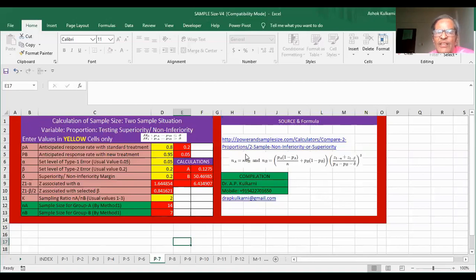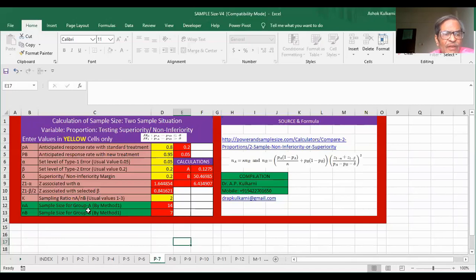The source and the formulas are given here, and the source is this internet source. The formula by which PA and PB are fed is given over here, and accordingly the sample size is calculated. Sample size is calculated for NA. Here the sampling ratio is given. Sampling ratio is NA upon NB.